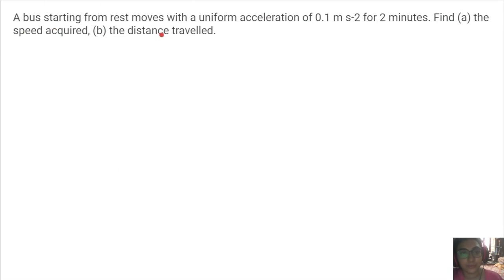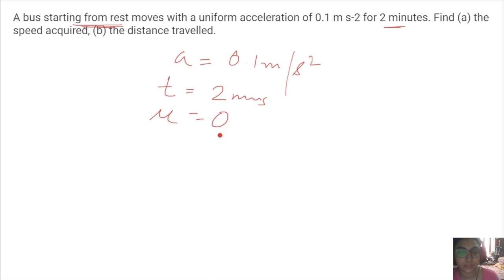A bus starts from rest, moves with a uniform acceleration of 0.1 meter per second square for 2 minutes. Find the speed acquired and the distance traveled. Okay. So uniform acceleration for 2 minutes. Let's first write what data we have. So acceleration is 0.1 meter per second square, time is 2 minutes. Starts from rest means initial velocity is 0, right?